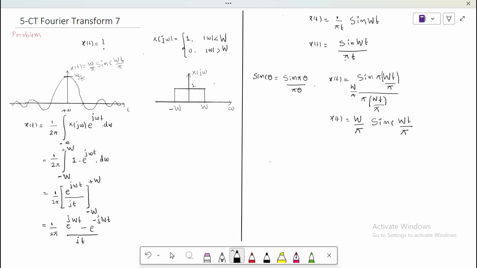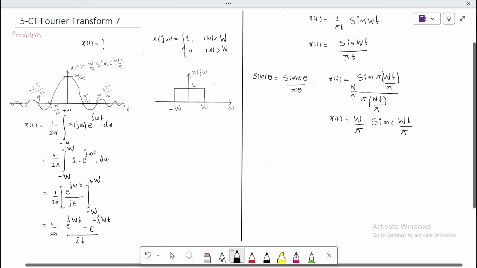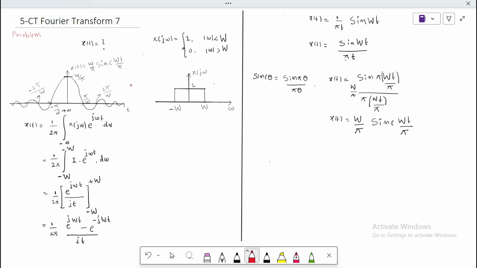At t equal to 0, you apply L'Hospital's rule, you will get w by pi at t equal to 0. So this is pi by w. So this is 2 pi by w. For this case, 2 pi by w, the magnitude equals 0. So here minus pi by w, and this is minus 2 pi by w. So this is a sinc function. Here also we are getting a sinc function.